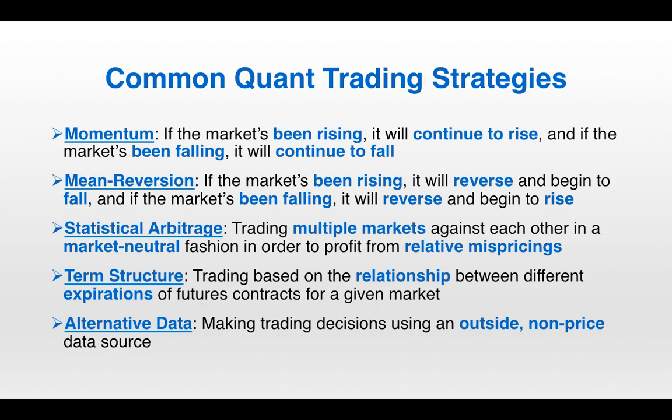Mean reversion's assumption is the exact opposite. It says if the market's been rising, it will reverse and begin to fall. If the market's been falling, it will reverse and begin to rise. Next, we have statistical arbitrage, or stat arb. This is when you're trading multiple different markets against each other in a market-neutral fashion. You're trying to profit from relative mispricings rather than absolute mispricings.